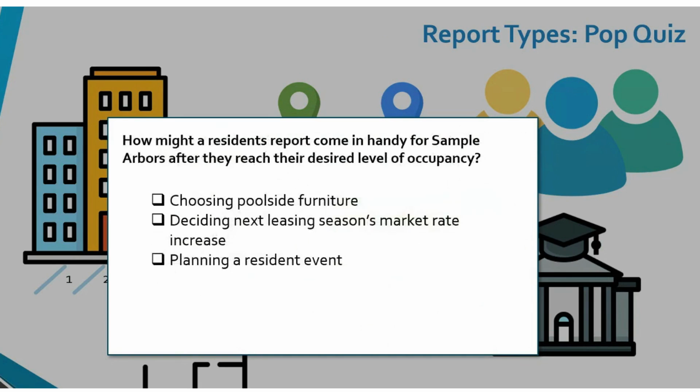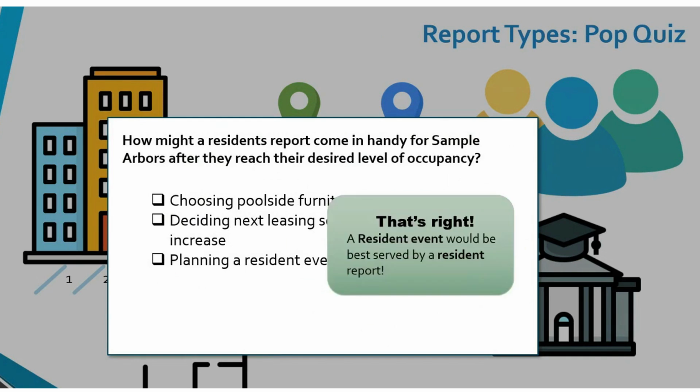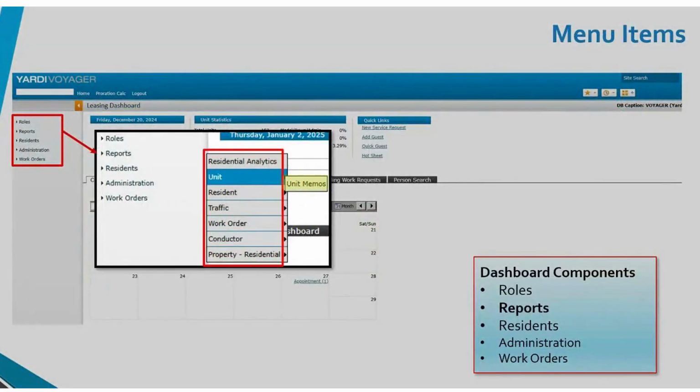How might a resident report come in handy for Sample Arbors? Great. Planning a resident event would be best served by a resident report. The Unit Memos report will show you any memos that have been created for the units on your property.